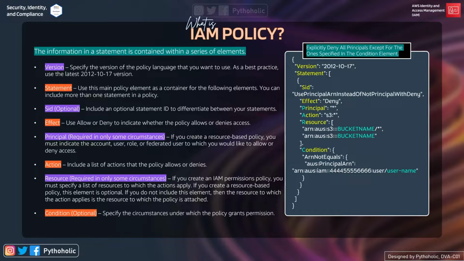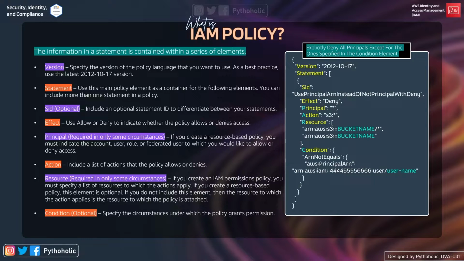The next one is resource. Now that you know how we are allowing or denying the operation, if you create an IAM policy, you must also specify a list of resources to which the actions apply. And if you create a resource-based policy, this element is optional. If you do not include this element, then the resource to which the action applies is the resource to which the policy is attached. For example, you want to operate on an S3 bucket. Then you will provide the S3 bucket ARN as its resource.